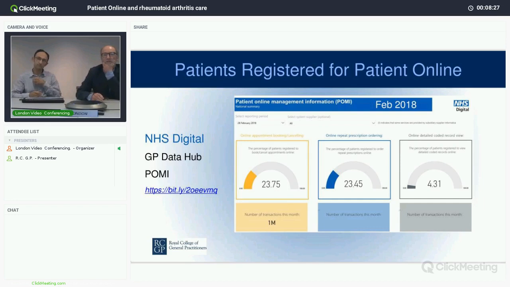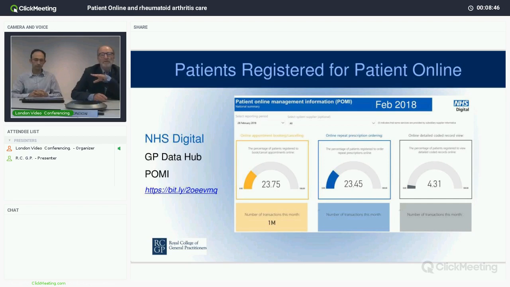And what are we doing? Well, these are some figures that are available to us all on the NHS digital website. There's something called the GP Data Hub, which is very easy to find, and which has things like numbers of doctors in England, numbers of staff in practices, quality outcomes framework data, but it also has this patient online management information, and you can find several pages of data.